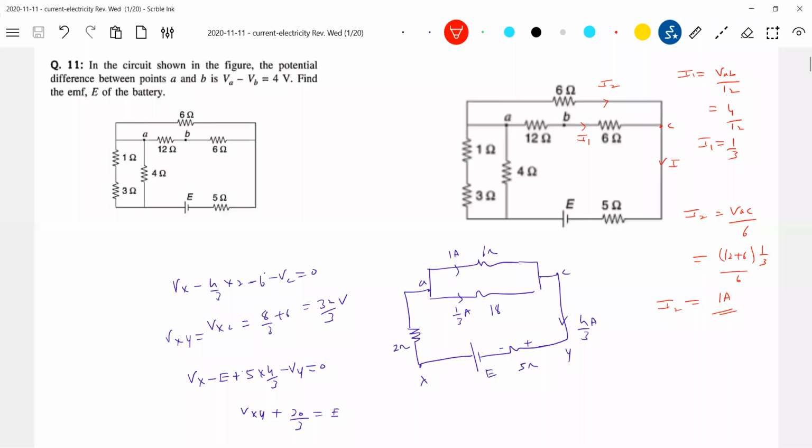I had to subtract here. Vxy has to be calculated. Vxc is equal to Vxa plus Vac. I directly calculated, no? Correct, sir. The addition is wrong. 26 by 3. 8 by 3 plus 6, 6 threes are 18, 18 plus 8 is 26 by 3. Okay, this is correct. So here 26 by 3 will come.